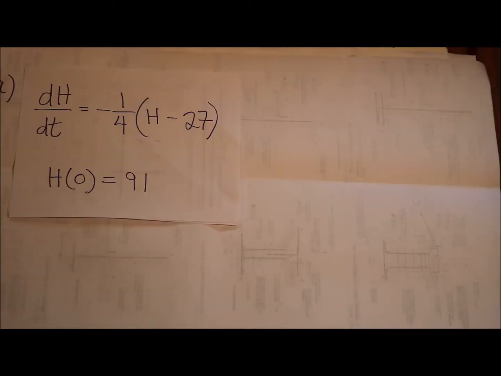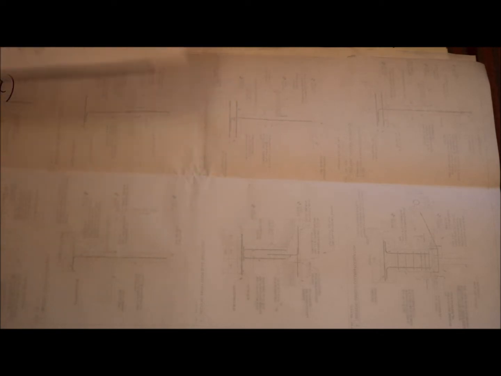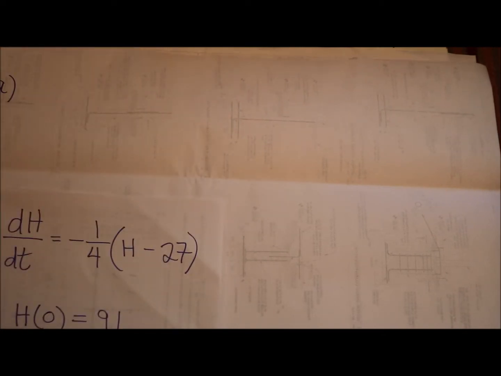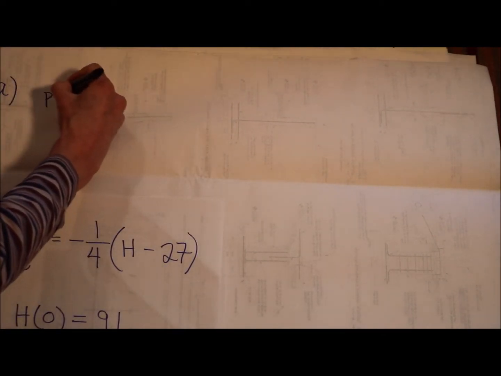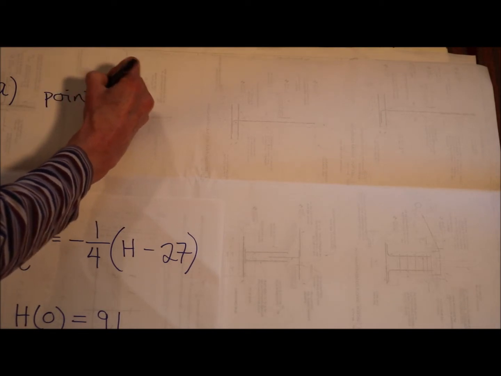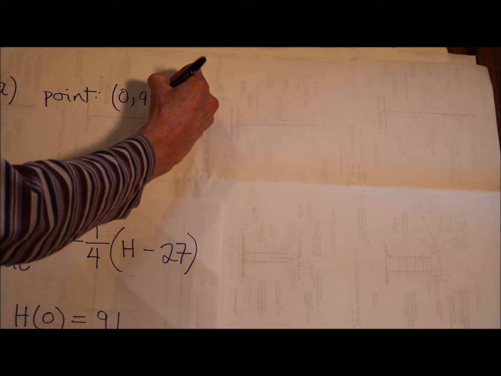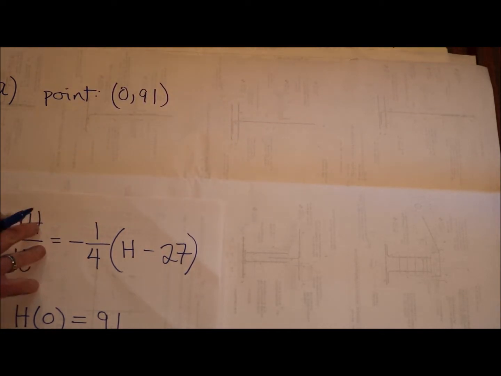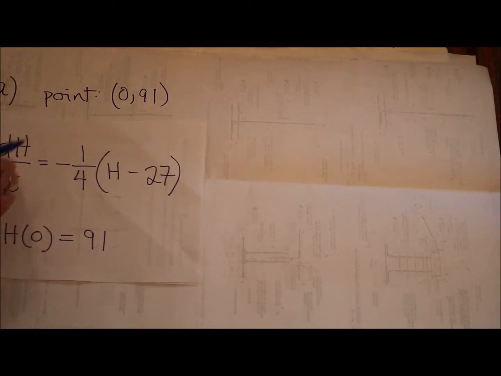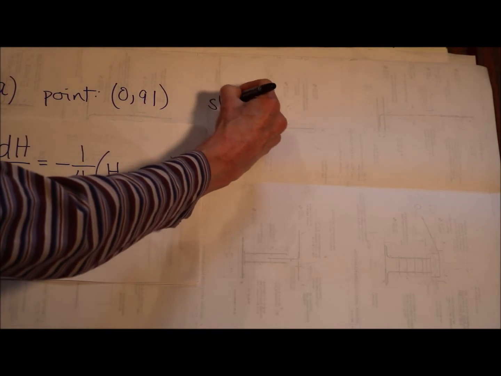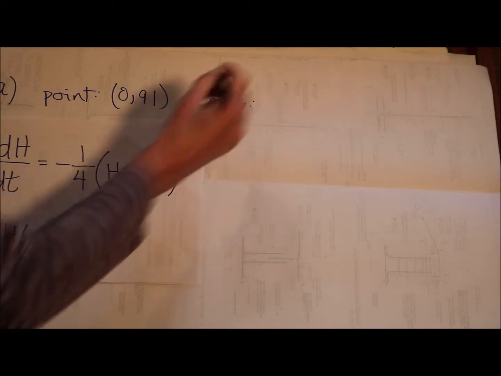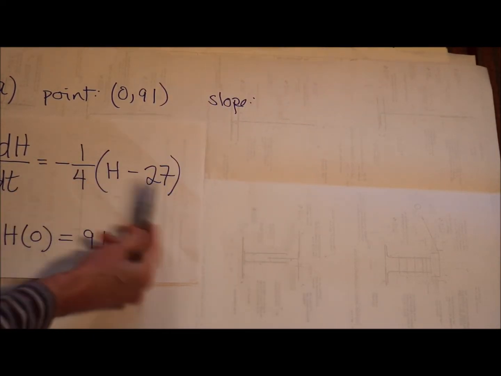A is the classic tangent line problem. Remember, to find a tangent line, all you need is a point and a slope. They gave me the point. I know my point is (0, 91) because I'm wanting to find the tangent at t equals 0. And I need the slope. Well, they gave me the slope right here.